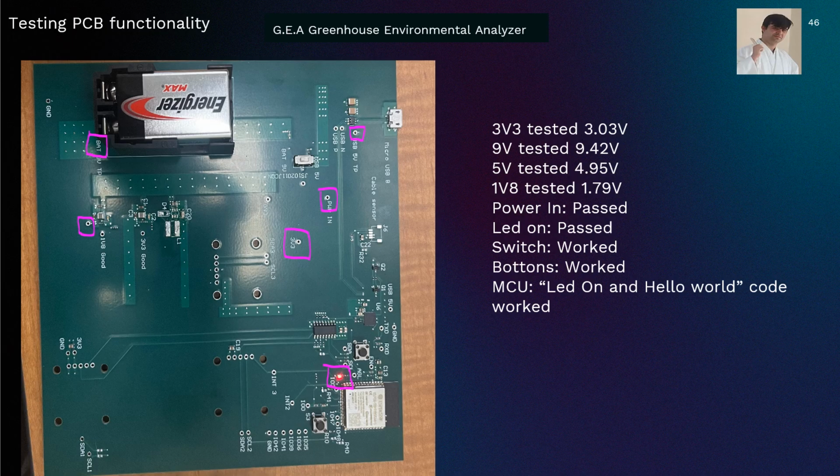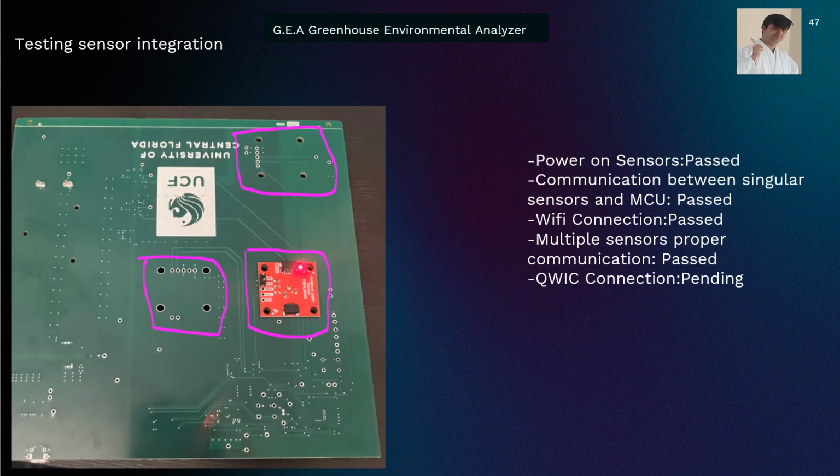We are also glad to announce that we have already received the PCB and started testing everything. All the voltage tests are good, all the current tests are good, powering passes, and the LED turned on, which we were able to do with the MCU program. The switch works, the button works. We also tested the functionality of the PCB and the power sensor, and they pass.